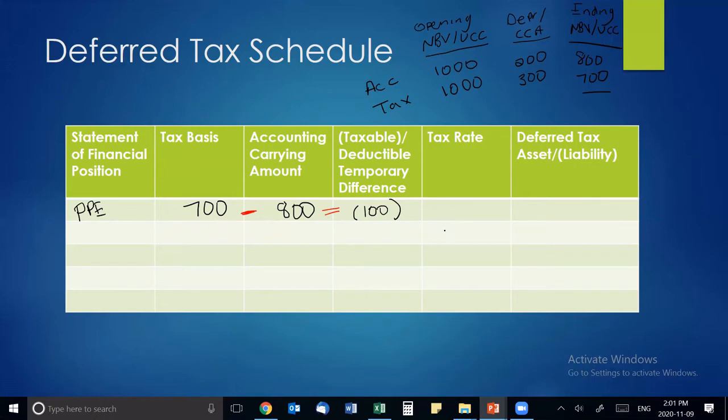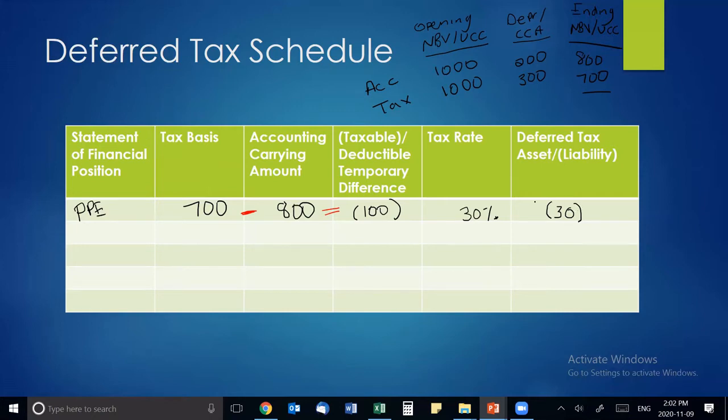Then we're going to multiply this by the tax rate. Our tax rate, we'll say, is 30%. So we multiply this by our tax rate, 100 times 30%. Make sure you follow, if it's brackets, keep the brackets. So that's going to give us $30. Because it's in brackets, it's a liability. So you can see here, the brackets is a liability. If this was a positive amount, it would be an asset.